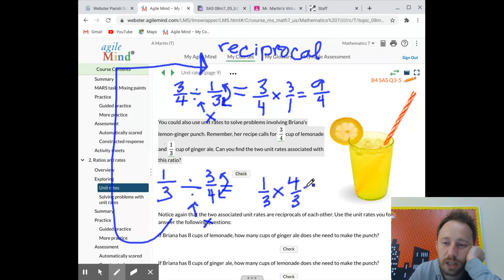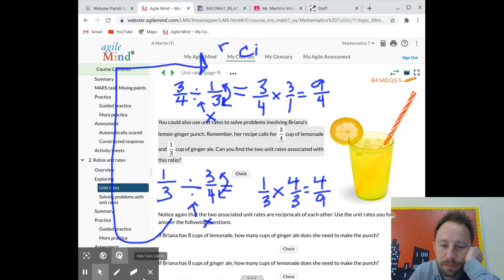What is 4 times 1? 4. Good. What is 3 times 3? 9. All right. So that means that 4/9 cups of ginger ale to 1 cup of what? Lemonade. All right, so let's see what they had.